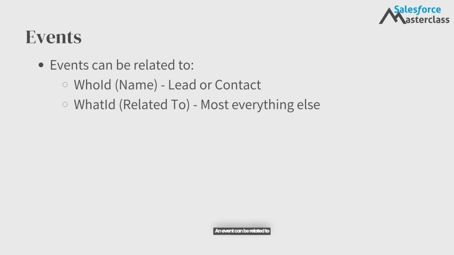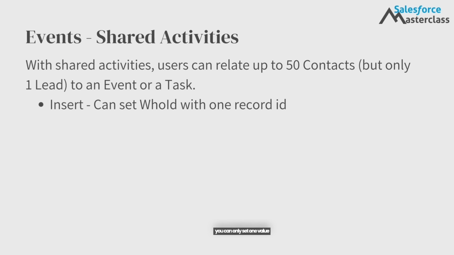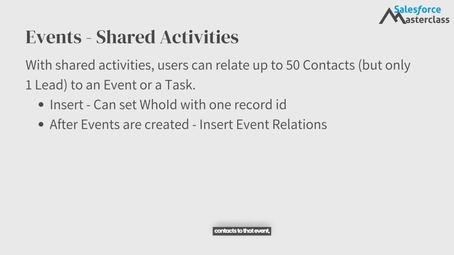An event can be related to a lead or contact by setting the who ID, and also relate to a non-human record like an account or opportunity via the what ID. When shared activities are enabled, users can relate up to 50 contacts or one lead to an event. During the initial insert, you can only set one value in the who ID field. So in order to associate multiple contacts to that event, you'll perform a second insert using the event IDs and the related contact IDs. More on that later in this lesson.